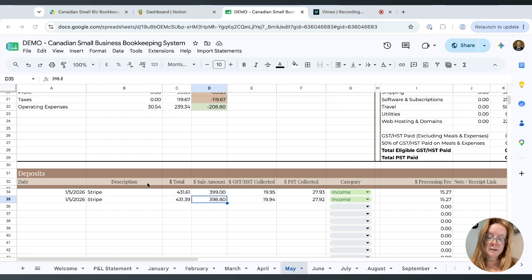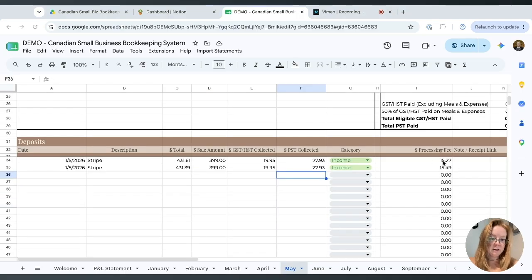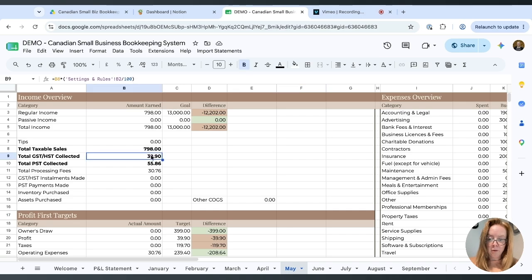So in this case, even though this hypothetical business made the exact same sale and the payment came in from the exact same processor, Stripe in this case, this number was lower, which means that these numbers are slightly off. No worries, you can adjust them manually once the system has done its calculations. Now you can see the processing fee has updated to be the correct amount. We've got the right sales number, we have the correct GST or HST collected, as well as PST.